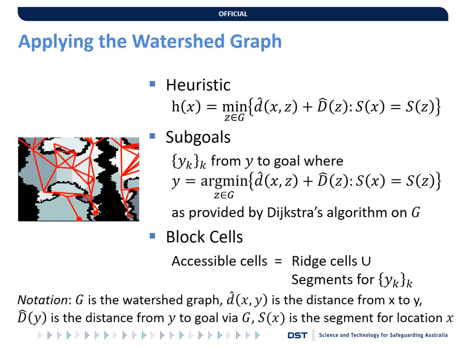The watershed graph heuristic is distance via the watershed graph. For subgoals, we use the nodes from the shortest path through the watershed graph. And cell blocking gets the segments that are traversed by the subgoal path and then sets all other cells to being inaccessible.